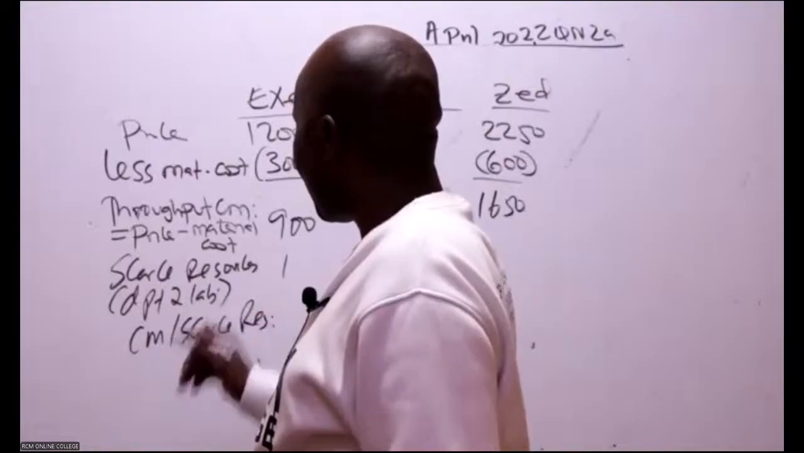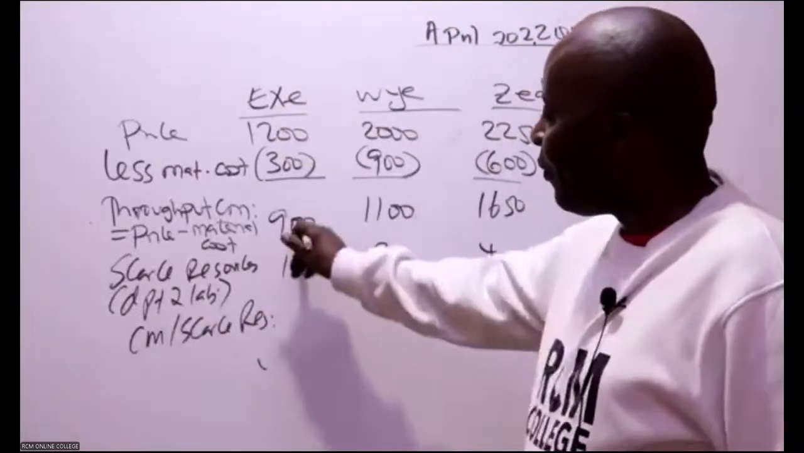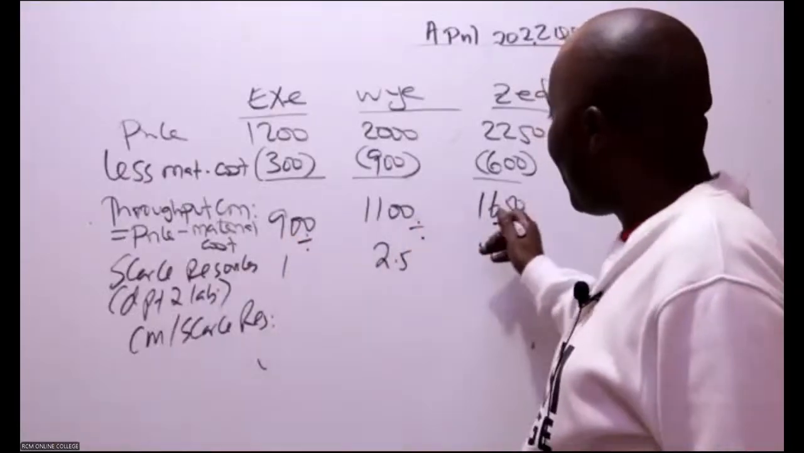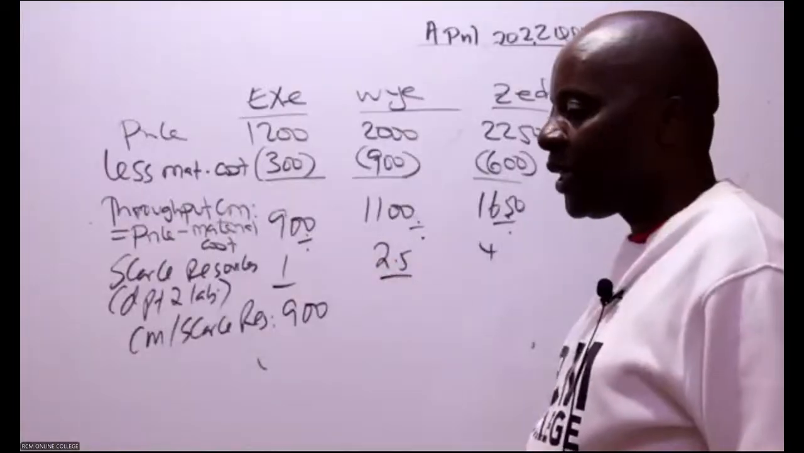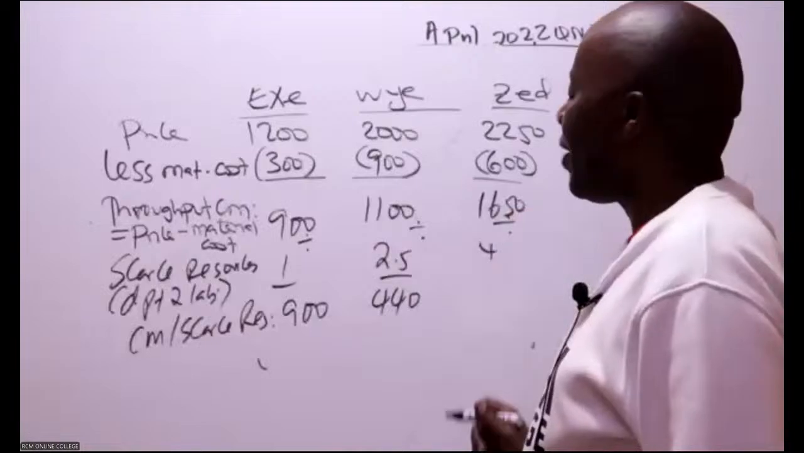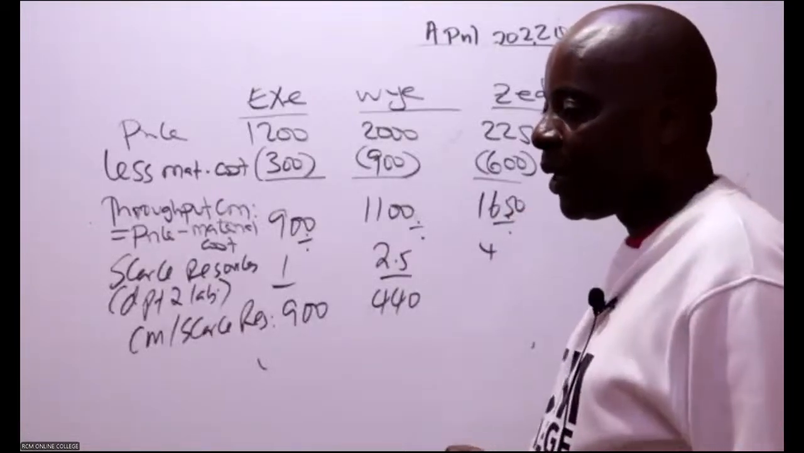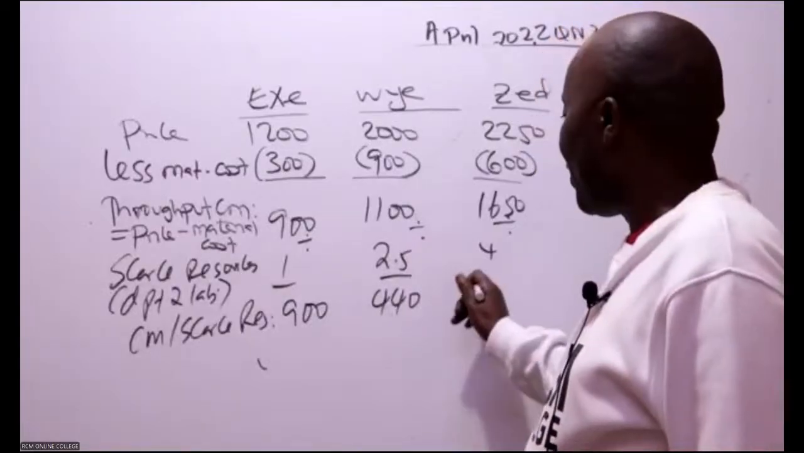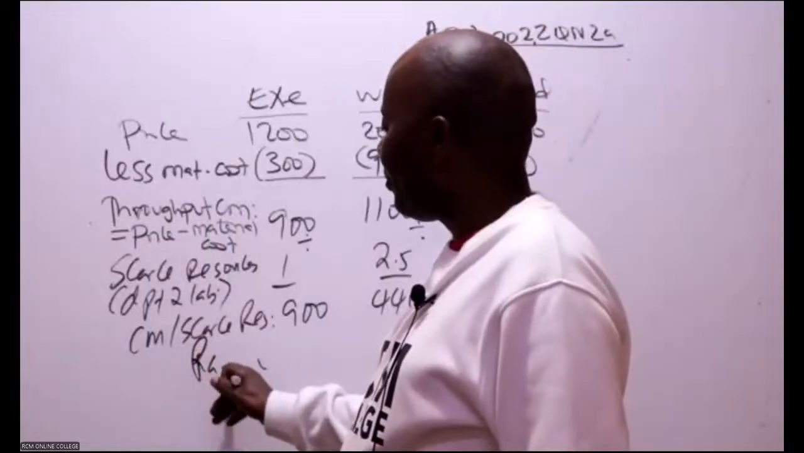You divide. CM per scarce resource, you divide. The first one, divide this: 900 divided by 1 will be 900. This divided by this will be what here? 440. Then lastly, 1,650 divided by 4 is 412.5. So please go ahead and rank them.